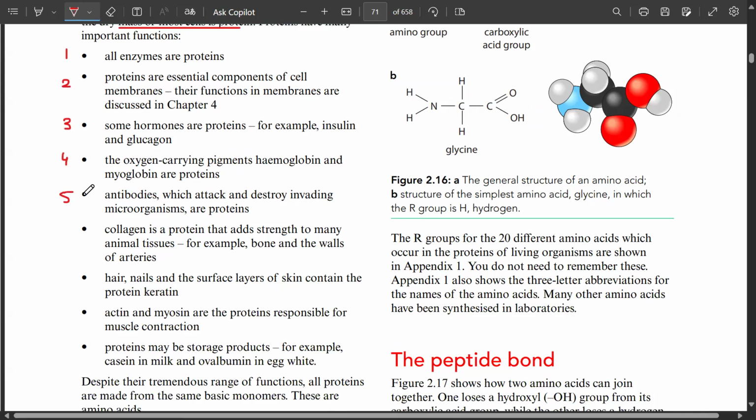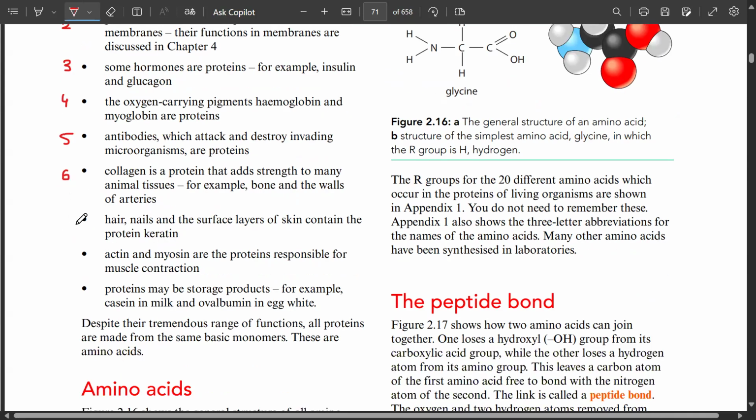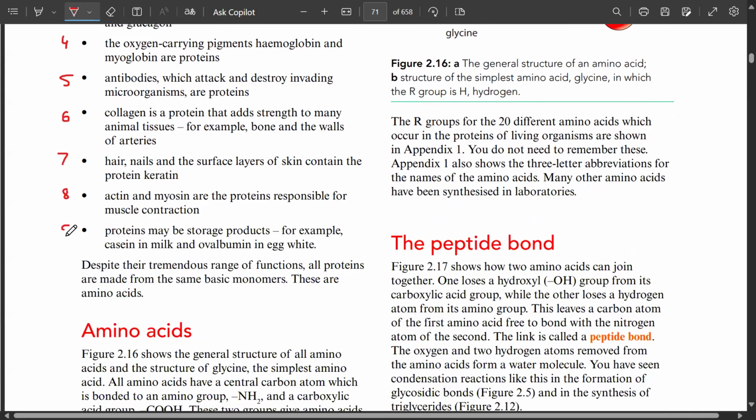Antibodies production for killing of microorganisms and pathogens. Collagen protein, very important for tissues. Keratin protein for hair, nails, skin. Actin and myosin proteins in muscle contraction. And some storage products as well, for example, casein in milk. And despite the tremendous range of functions, all proteins are made from the same basic monomers.